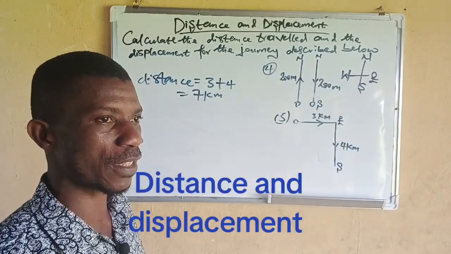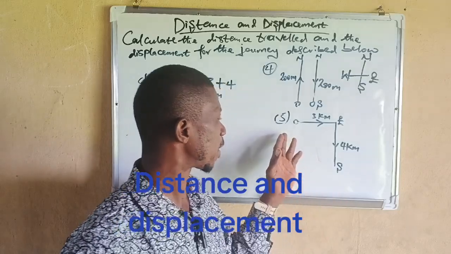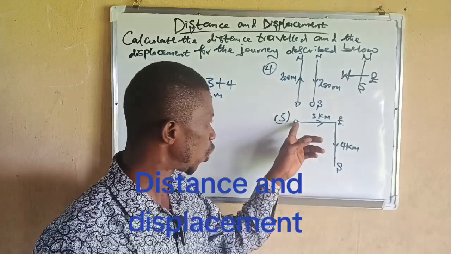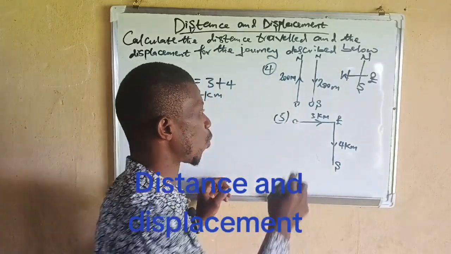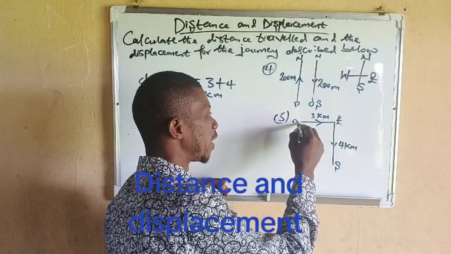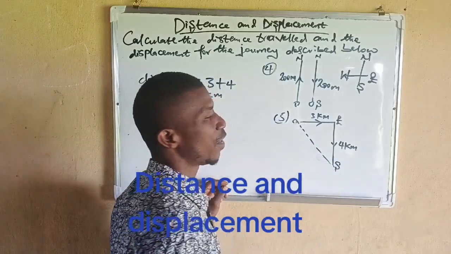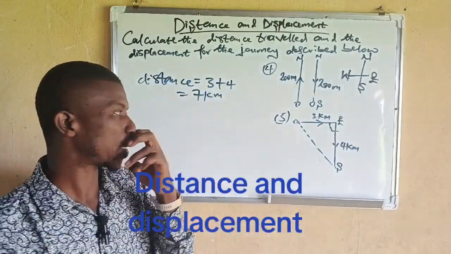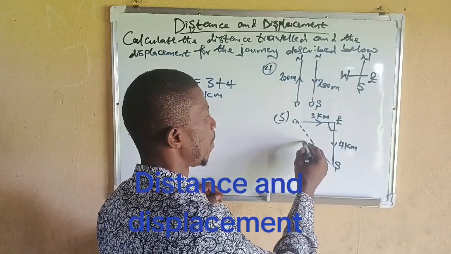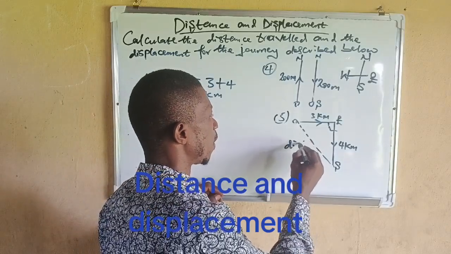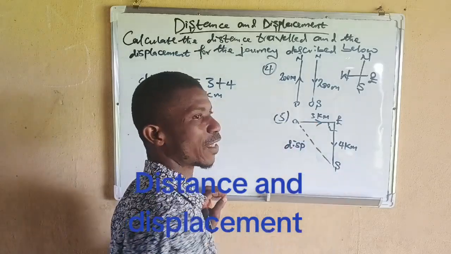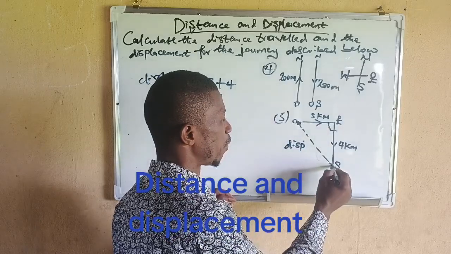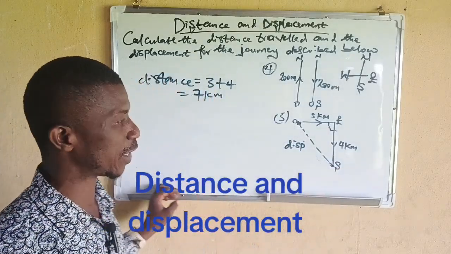What of the displacement? I told you that the displacement is the straight line distance from the initial point to the final point. So if we decide to close here like this, with a straight line, we form a right angle triangle. In this right angle triangle, this side is the hypotenuse, and that is the displacement. The straight line distance from the initial point to the final what? Point. That is the displacement.